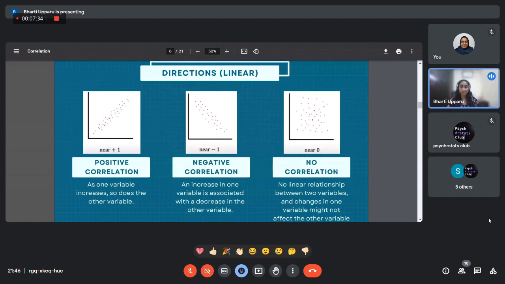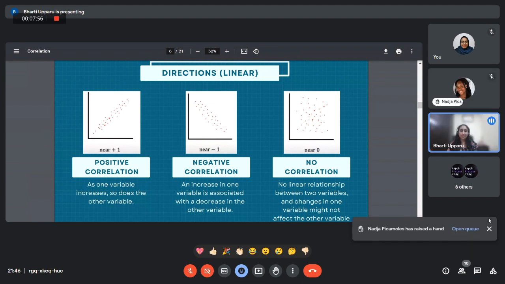And no correlation does not mean that there's no relationship between the two variables. It just means that there's no linear relationship between them. There's also a possibility that a change in one variable might not result in a change in the other by a predictable value. So, no correlation does not mean there's no relationship. It just means there's no linear relationship between the two variables.